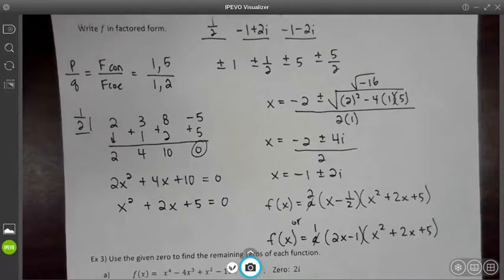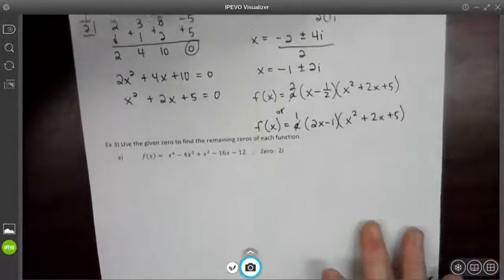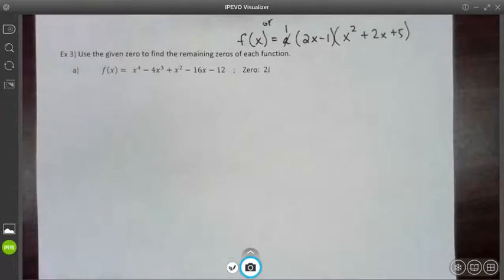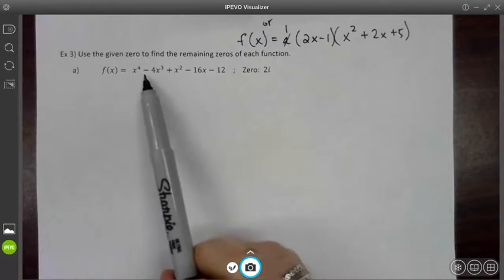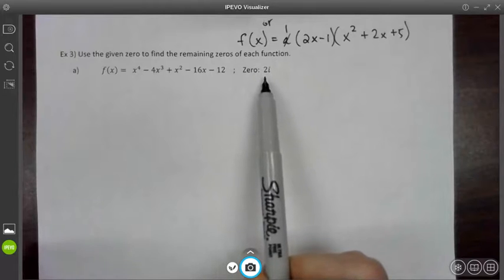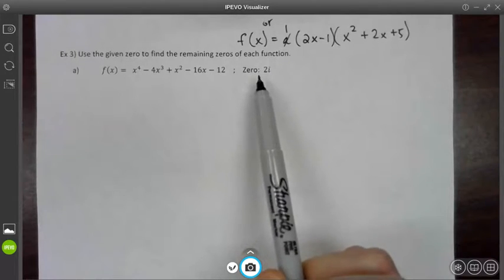All right, look here. A couple more examples and we are good to go. Look at this one. Example 3 says, use the given zero to find the remaining zeros of each function. In this case, guys, they've given you a polynomial function and then they've told you one of its zeros. So they must have done that for a reason.